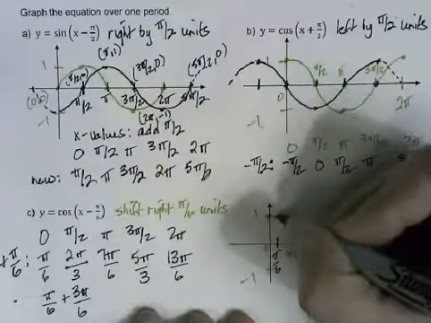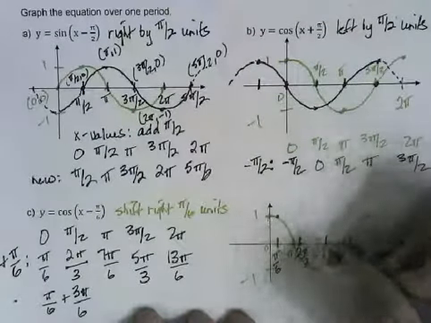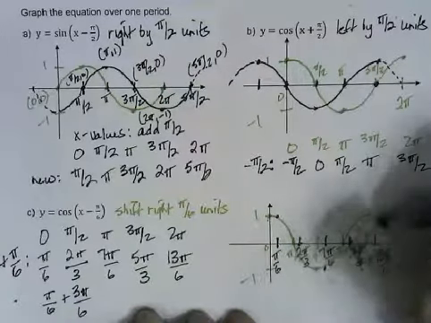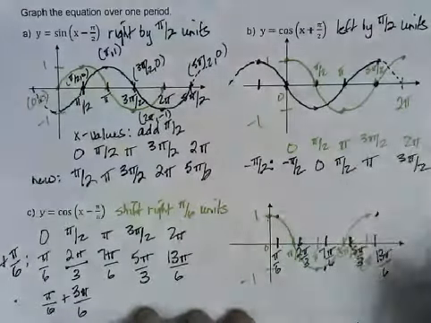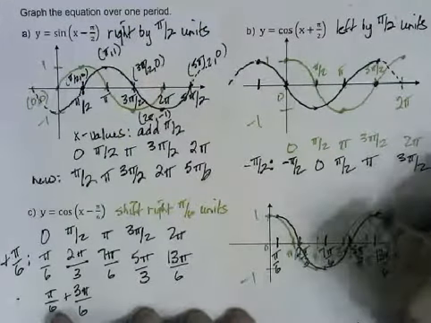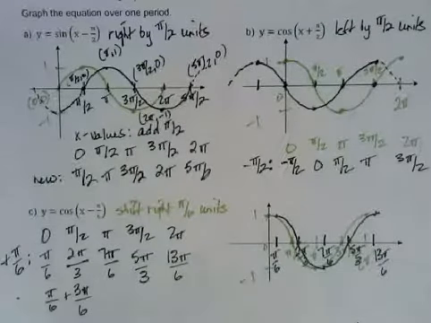Now I'm just going to take each one of these points and shift it over. So I'm starting at the maximum, going down to my minimum, coming back to the x-axis, and then back to my maximum. So there's my graph for the cosine of x minus pi over 6.